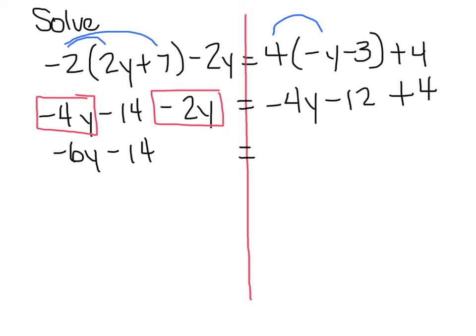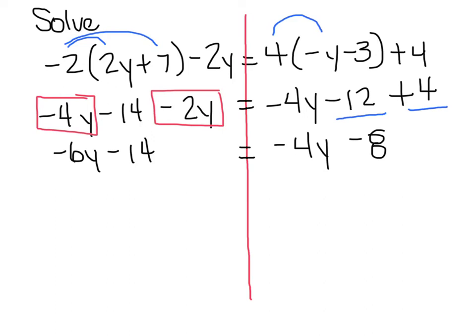Okay, now let's see. Do I have any like terms here? I believe I do. I have constants that are like here and here. So negative 4 plus 12. What is that? Think about it a minute. Hope you said negative 8 there. Negative 4y minus 8. Now we're down to something that looks a little more familiar to you, I hope.